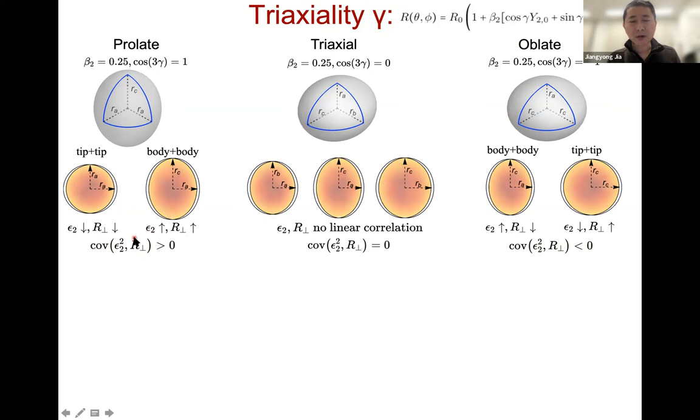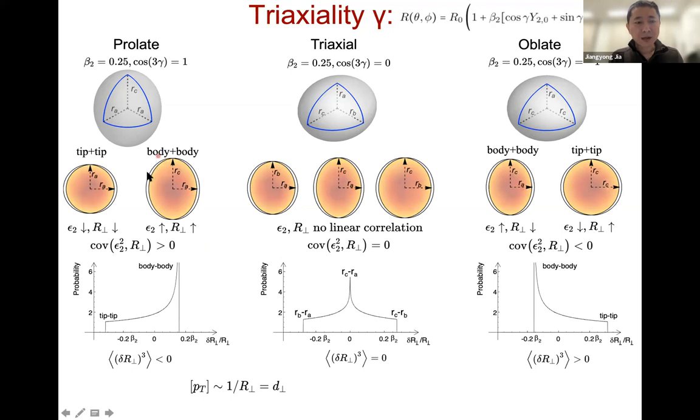And this is what we already know since like 2 or 3 years ago, okay? But in addition to that, what is interesting is that the probability of having these kind of events, like body-body, is much higher than the probability of having tip-tip, right? Because when I combine RC, you can think about that you have three ways of combining the radius, right? You can combine RC and RB, RC and RA, and RB and RA, right? So the probability of having the RC and RA combination is actually much higher than the choice of combining the RA and RA. So the probability of having this event is much larger than the probability of having these kind of events.